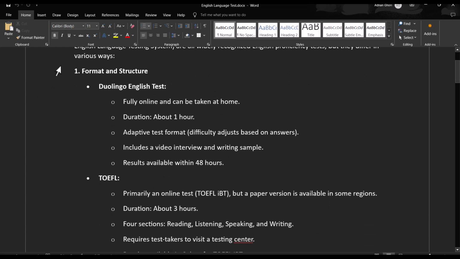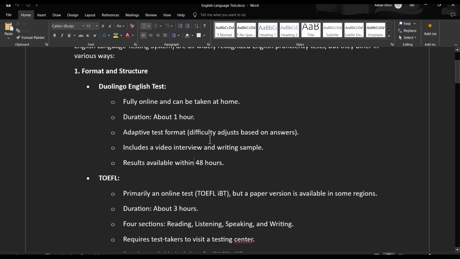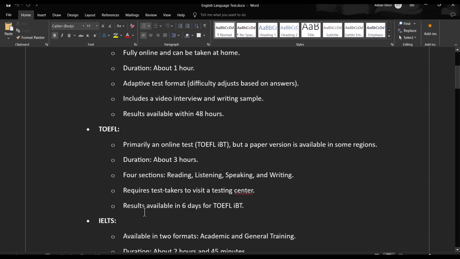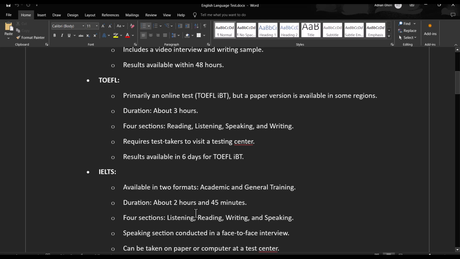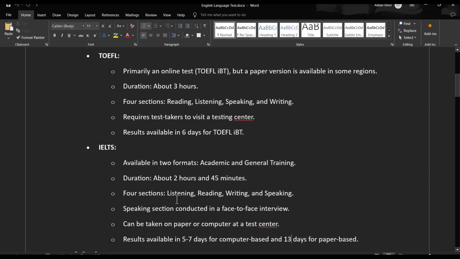So this is the format and the structure, which is fully online, maybe around 1 hour for Duolingo. It's an adaptive test that includes a video interview. Results will be available within 48 hours. Duolingo is pretty easy nowadays, and after COVID-19 hit, most of the universities are considering this English test to be more useful in their intake, because TOEFL takes some time as the results are delayed. Same as well for IELTS, it might take 5-7 days.